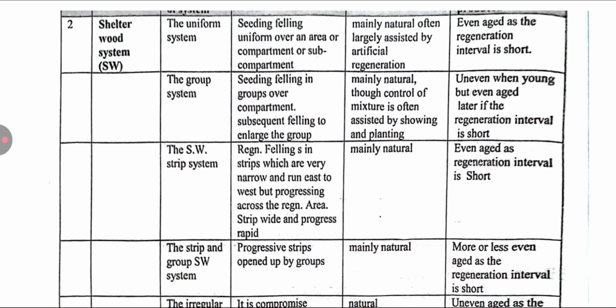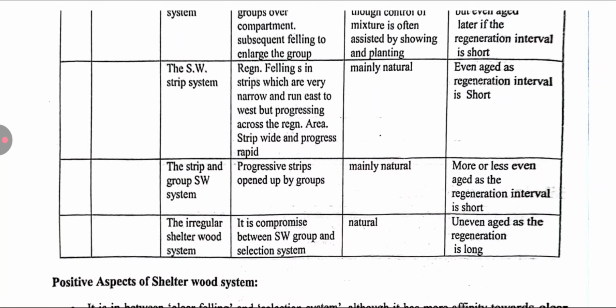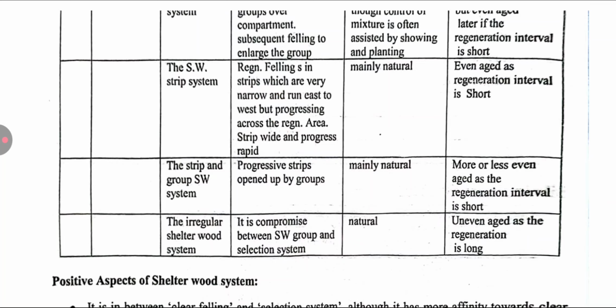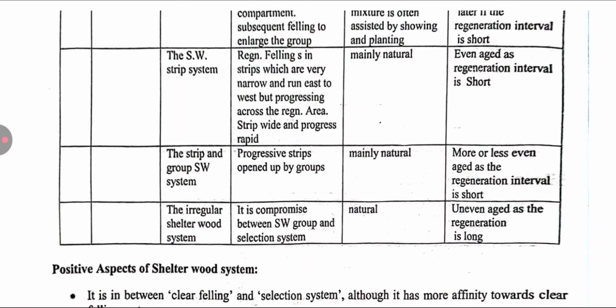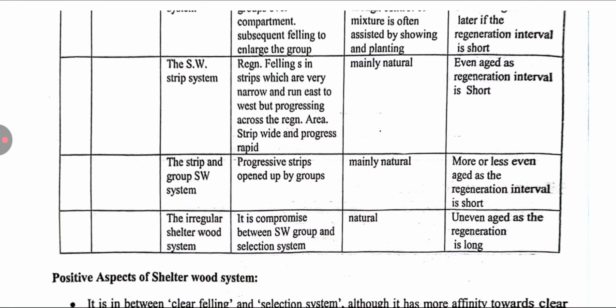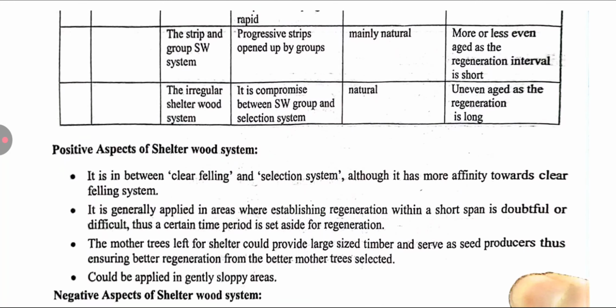And in the shelterwood strip system, regeneration felling is in strips which are very narrow and run east to west, progressing across the regeneration area. Strips are wide and progress rapidly, mainly natural, even aged as the regeneration interval is short.